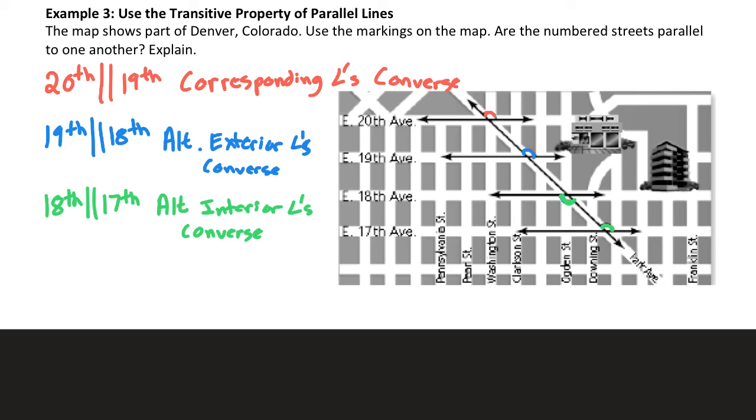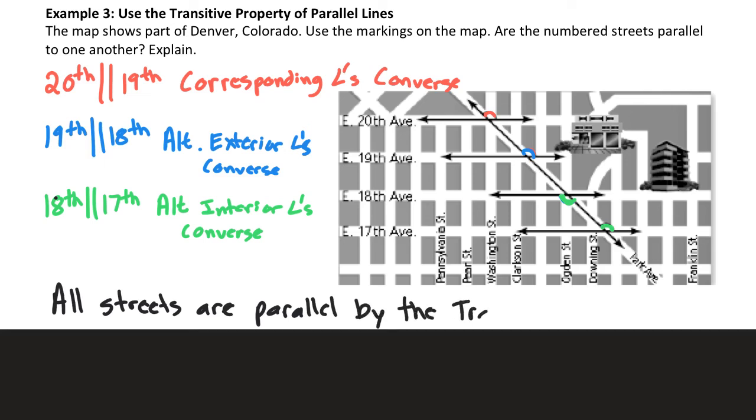So in the end, when I talk about this as all of these lines, or all of these streets being parallel, 20th is parallel to 19th, 19th is parallel to 18th. So 20th is parallel to 18th. 19th is parallel to 18th, 18th is parallel to 17th. So 17th is parallel to 19th, which is parallel to the 20th, so they are all parallel to each other. So at the end, we would say all streets are parallel by the transitive property.